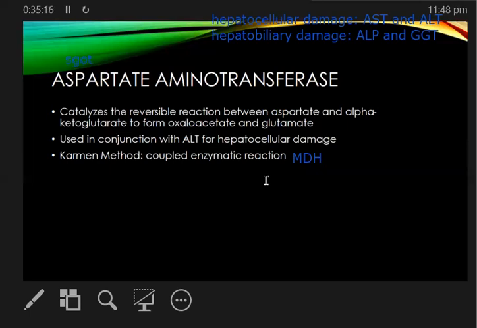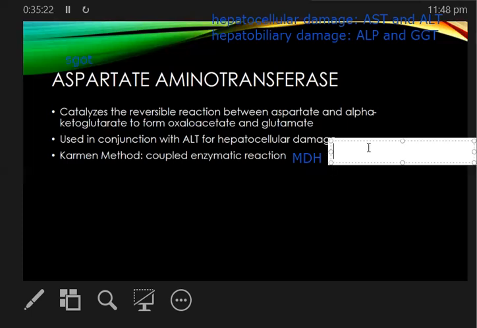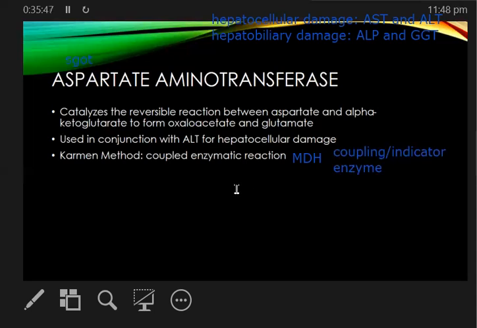Class, if for example they do not make use of the term coupling enzyme, please take note that in coupled enzymatic reactions, malate dehydrogenase is also referred to as the indicator enzyme. So please take note, it's the coupling or the indicator enzyme in your Carmen method for AST: malate dehydrogenase.